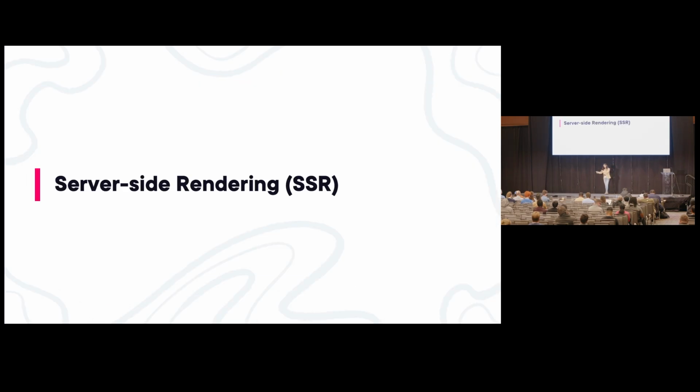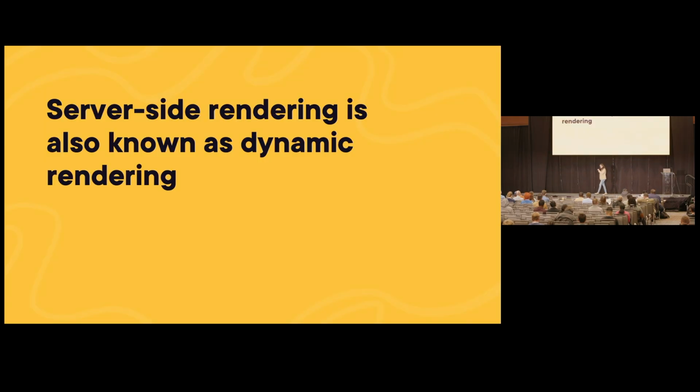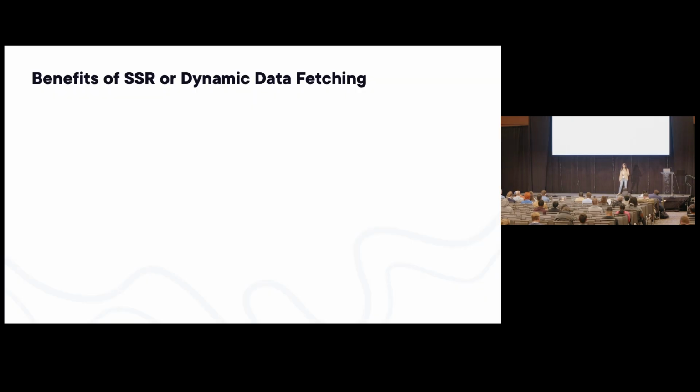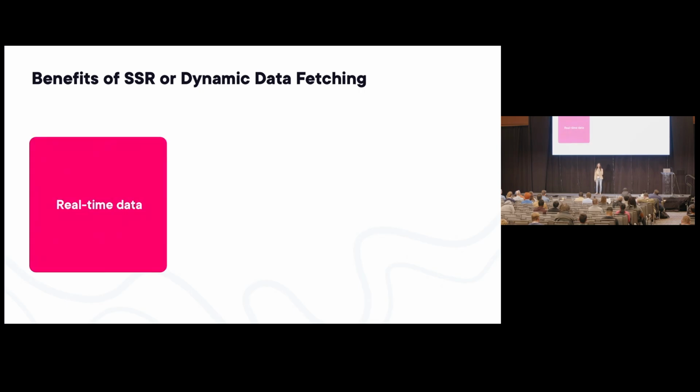Now, the next type of data fetching from the Fetch API is the server-side rendering, which is a complete server-side rendering, also known as dynamic data fetching. With dynamic data fetching, there's going to be no cache. You're not going to use the Next.js cache anymore. You don't have to, and you don't need to use any sort of revalidation. Instead, every single time you make that call, it's going to pull the fresh data from the server or the database or wherever your data source is. This content is rendered on the server for each user at the time of the request. A benefit of truly dynamic data fetching, or server-side rendering, is that it'll be real-time data.